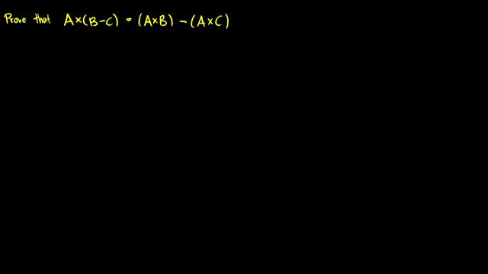Okay, our first one. Prove that A cross (B minus C) is equal to (A cross B) minus (A cross C). So let's set up our problem here. Normally we have to prove both ways. So we have to prove that A cross (B minus C) is a subset of (A cross B) minus (A cross C), and then the converse. I'm just going to prove one direction because the steps are pretty much exactly the same backwards.